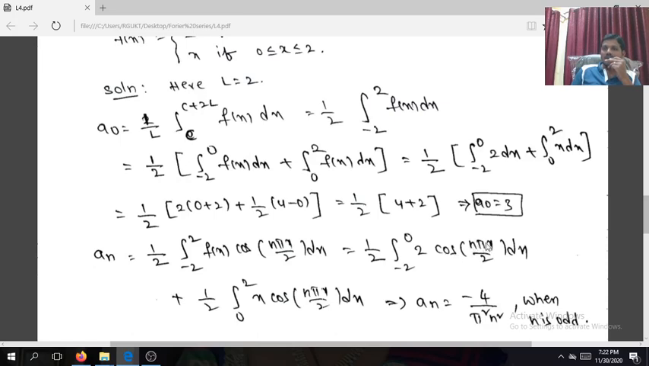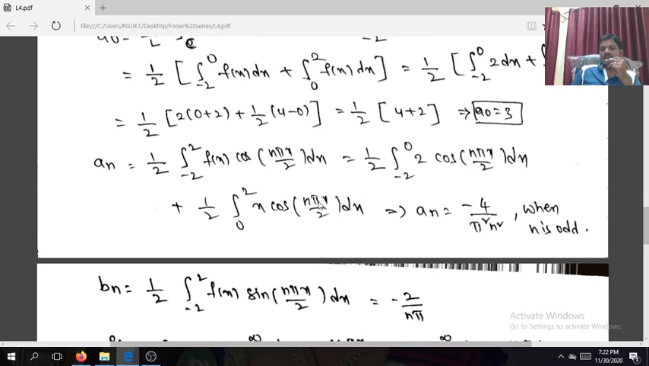The integral of cos(n pi x / 2) dx is sin(n pi x / 2) divided by n pi / 2. Where are the limits from and to? From 0 to 2. If you take x = 0, sin 0 is 0. If you take 2, sin of n pi into 2 divided by 2 gets cancelled, and sin n pi is also 0. So this term is completely 0. Only this term we have.